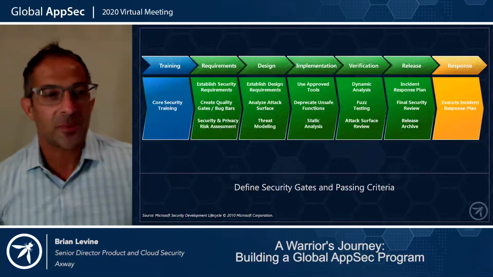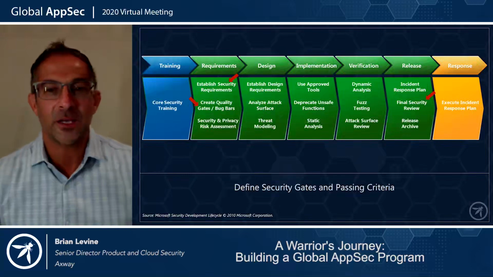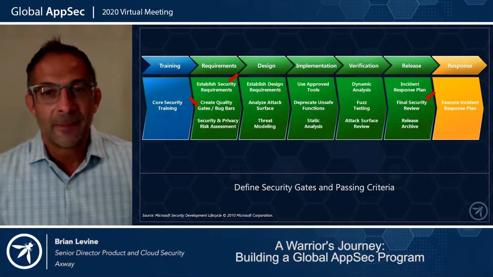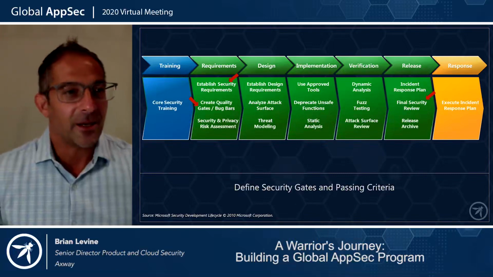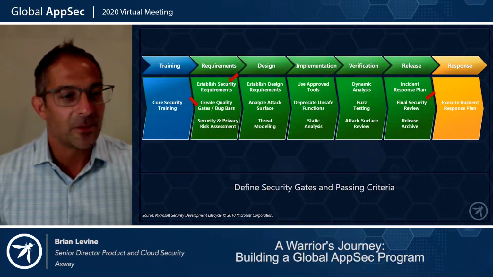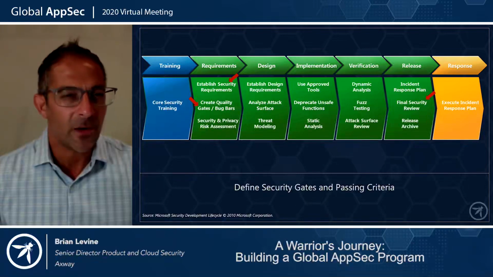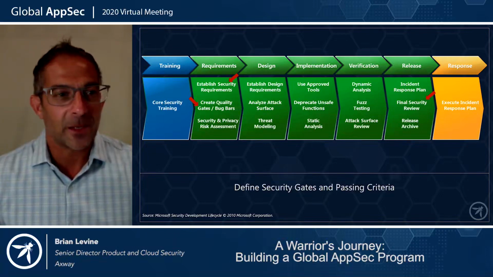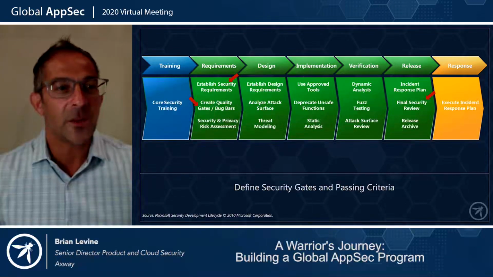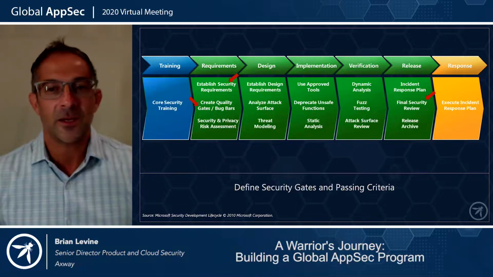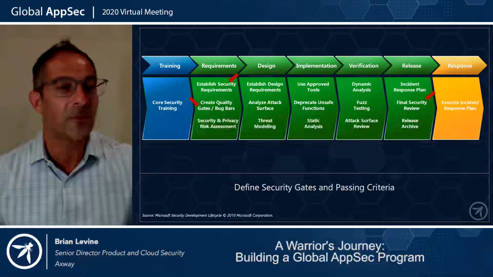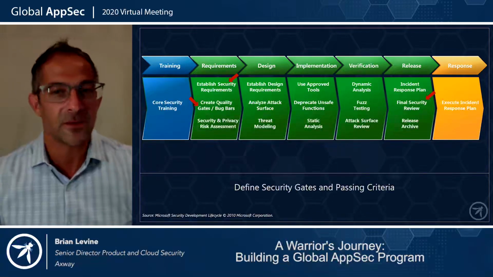So the first step is to define your security gates and passing criteria. This is from the Microsoft SDL, and I'm highlighting three areas we're going to focus on at this point. First, establishing security requirements. The idea here is that the optimal time to define the requirements is upfront, during the initial planning phases of the product.